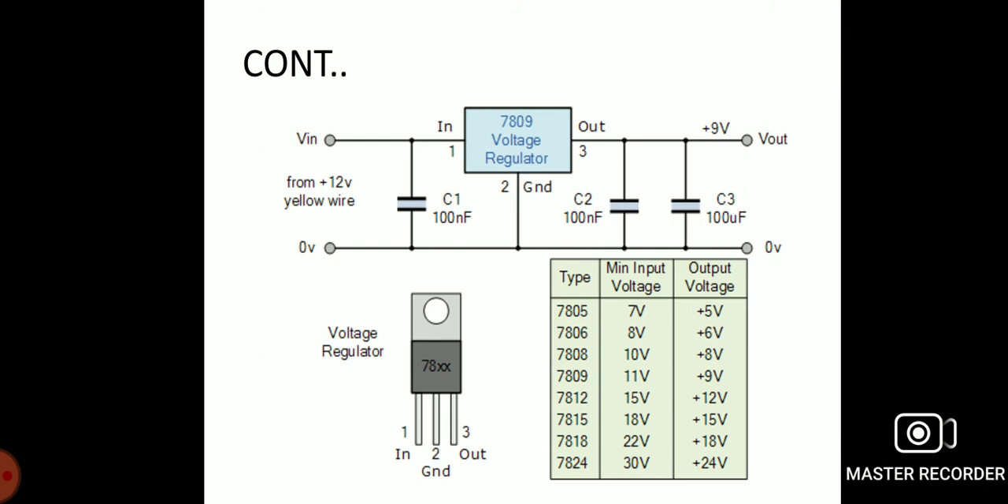Now the 78XX series regulator gives a maximum output current of 1.5 amps at fixed stabilized voltages of 5 volt, 6 volt, 8 volt, 9 volt, 12 volt and 15 volt and 18 volt up to 24 volt respectively.